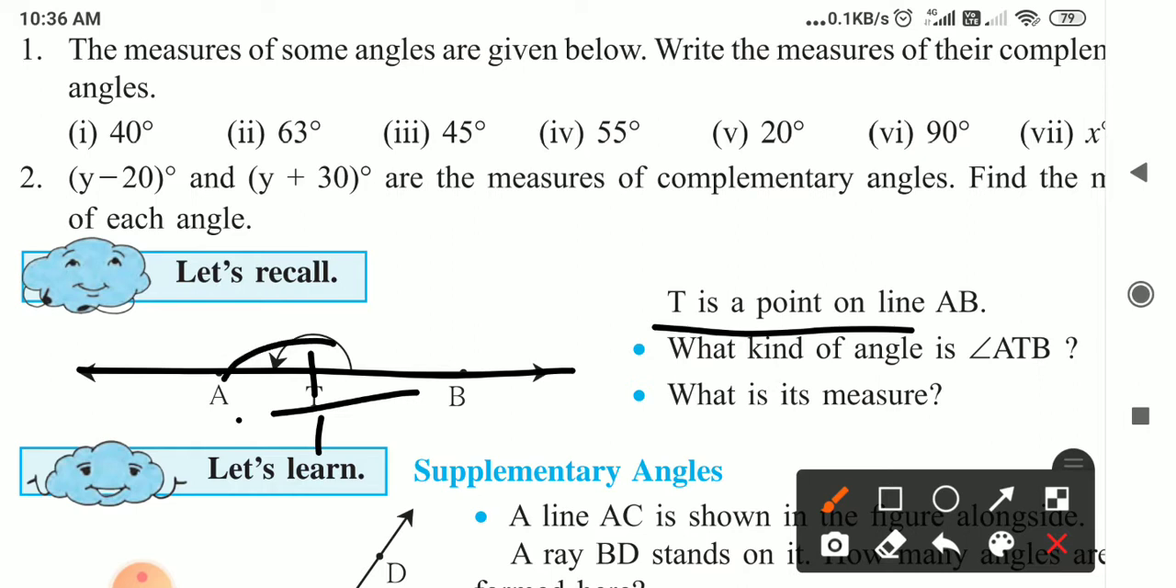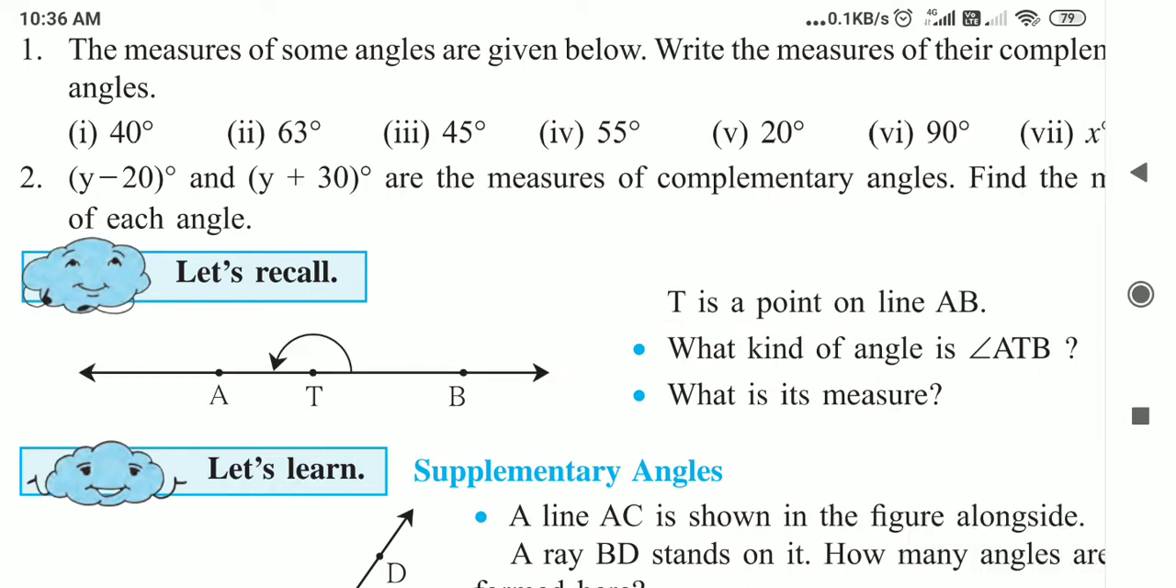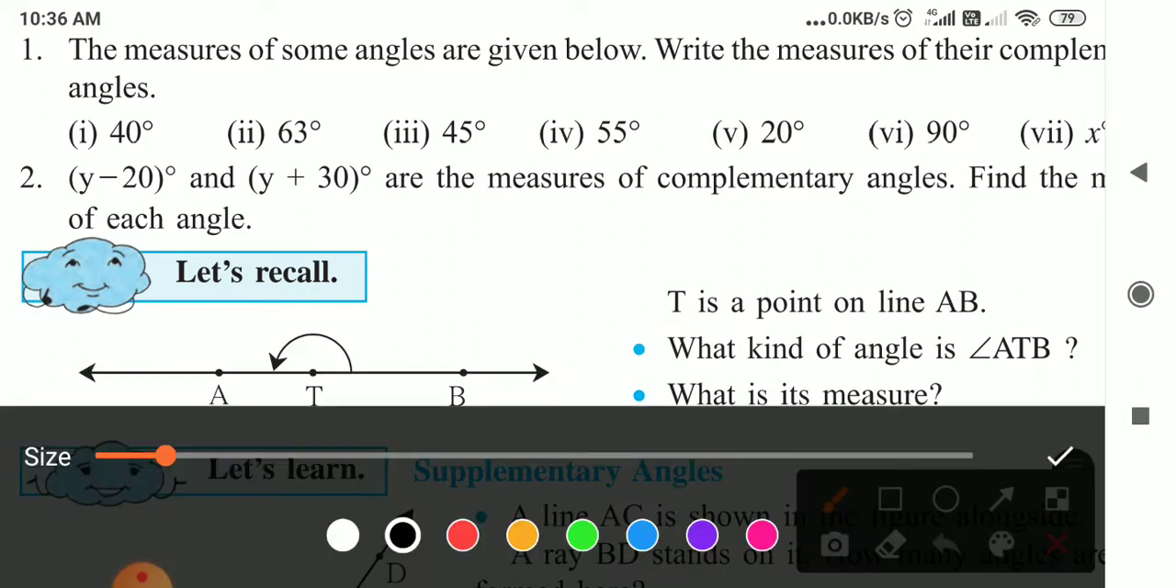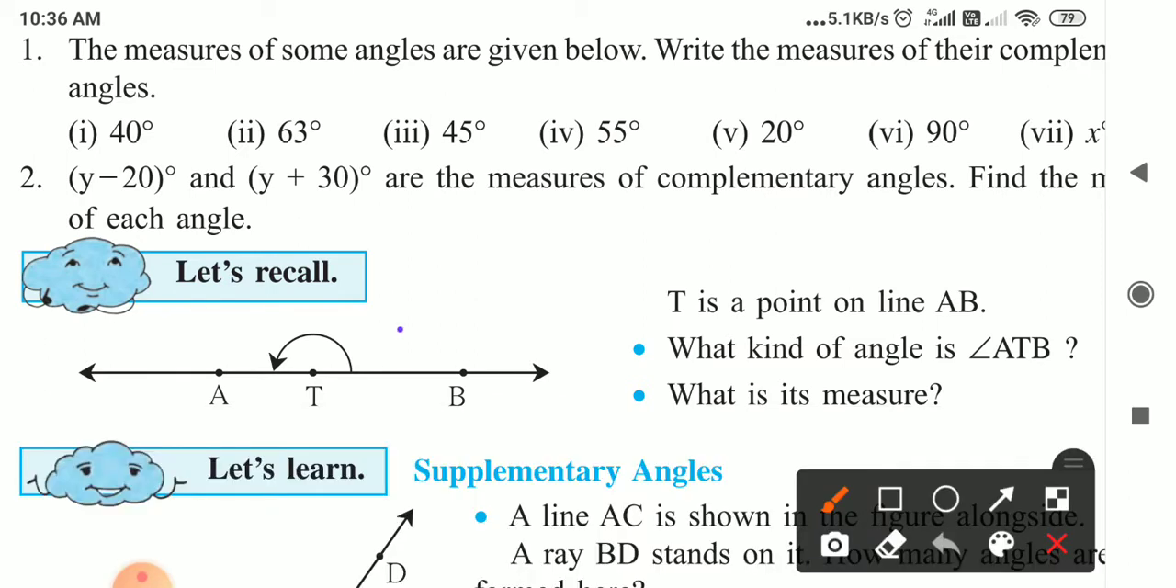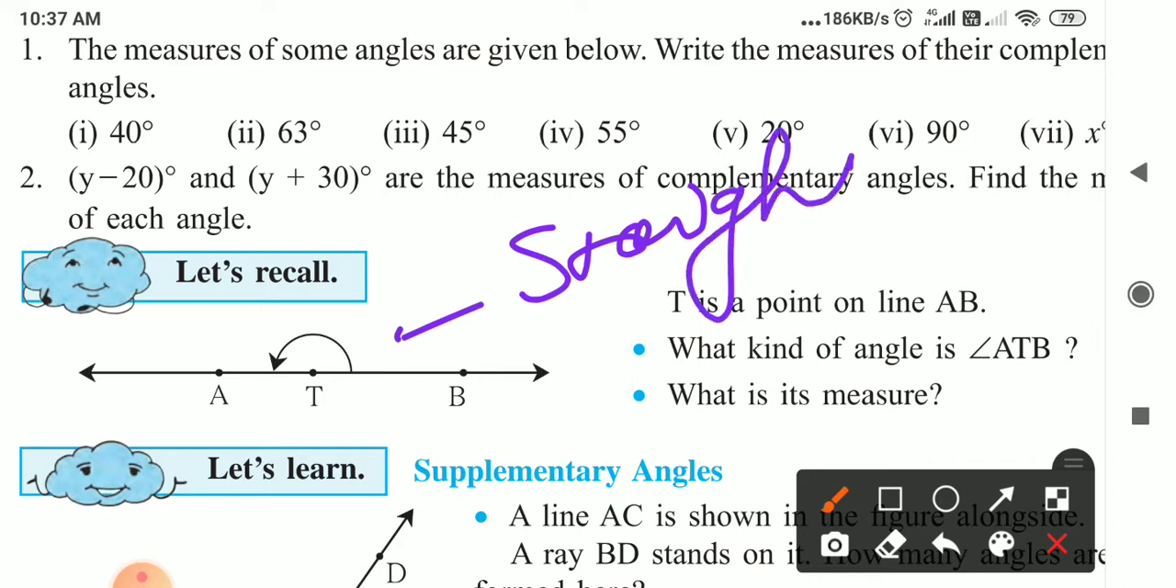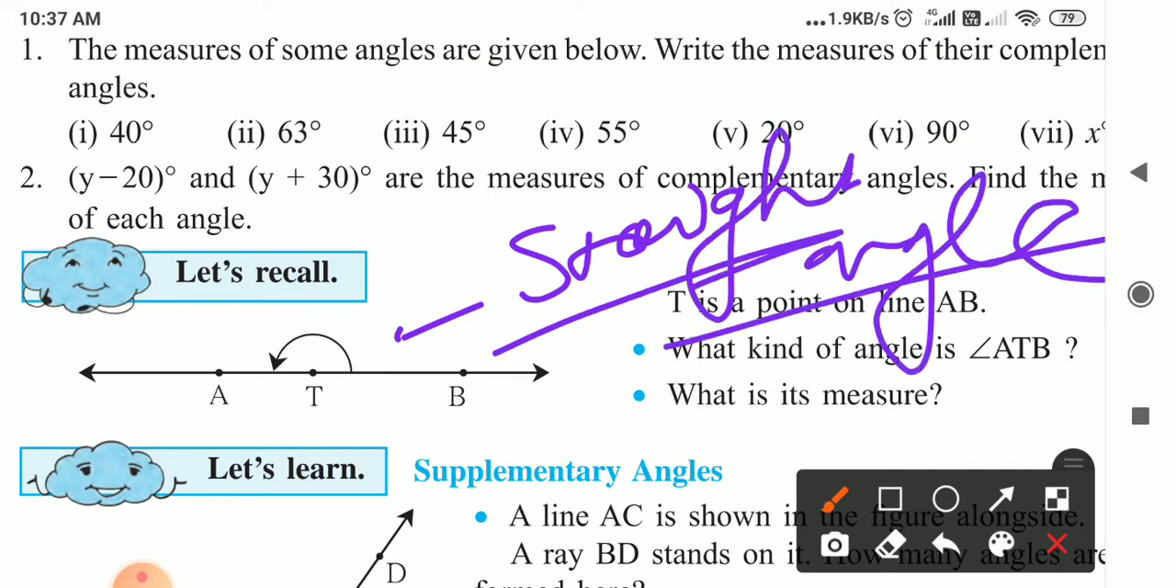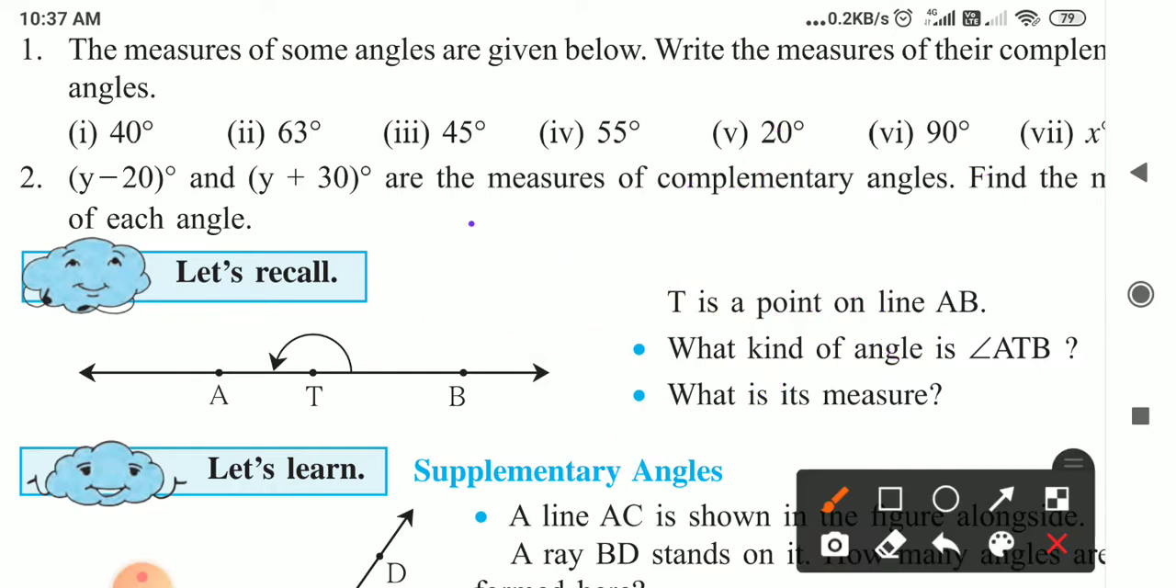What kind of angle is ATB? The types of angles were covered last year. The type of angle is a straight angle, and you know the measure of a straight angle is 180 degrees. Now I will take one point here, point D, and join TD.